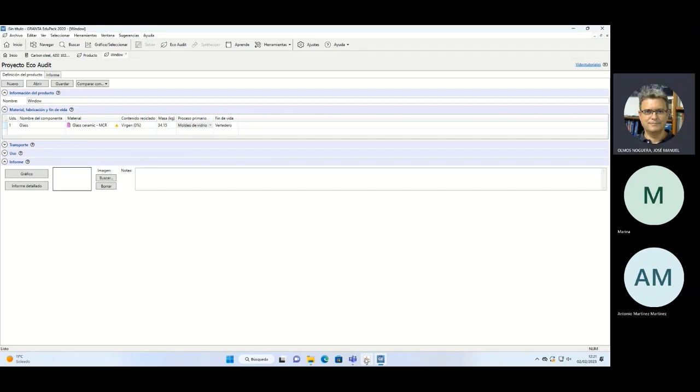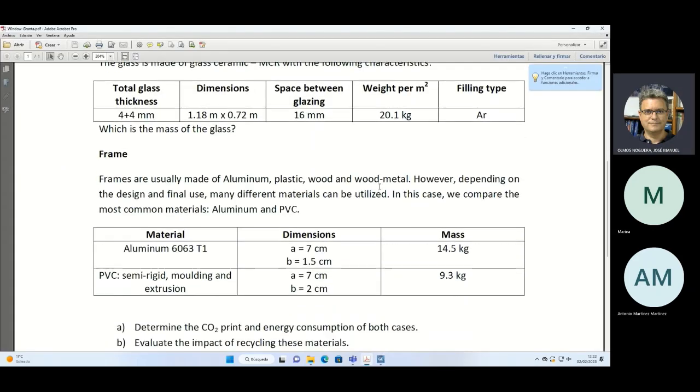Are we all here? Yeah, more or less. We continue with the frame. Aluminum or plastic? We have to start with one. Aluminum. Okay. We have one frame. And okay, they are very nice.